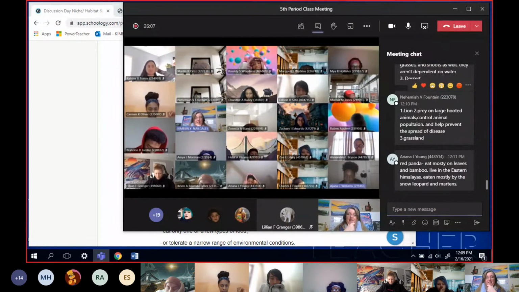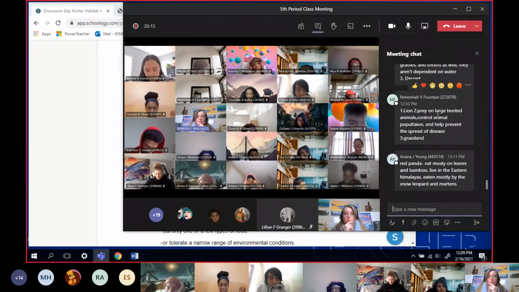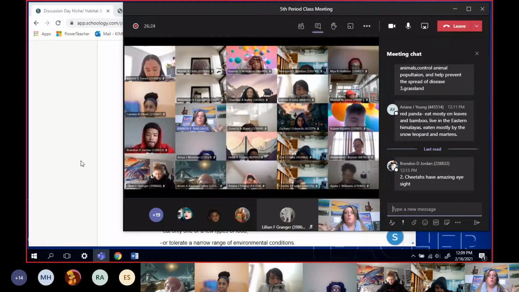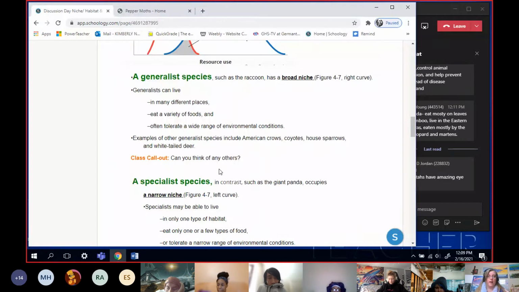Raccoons, definitely. That's the one we're using in our book. That's a good example. All right. Cockroaches, squirrels, rats and mice. That's another good example. That can live anywhere. So those are the generalist species that we have.